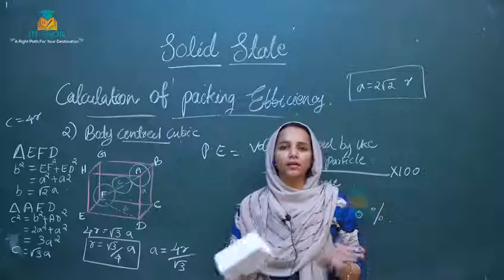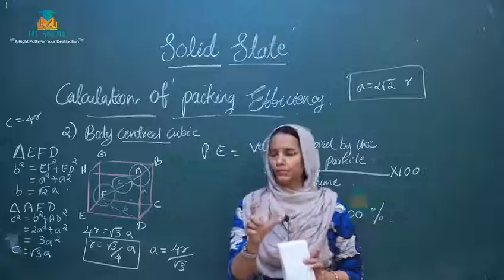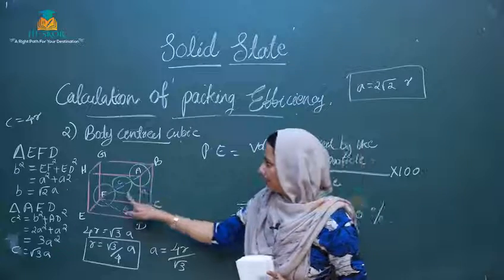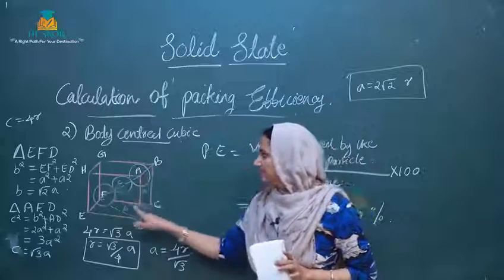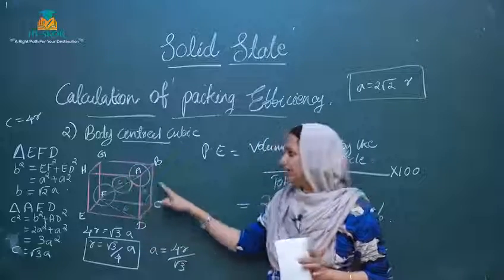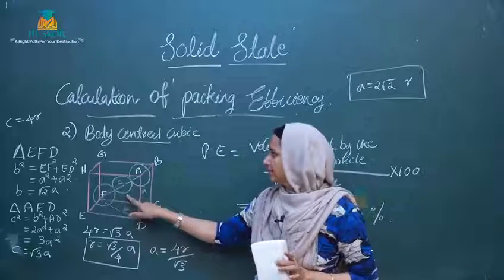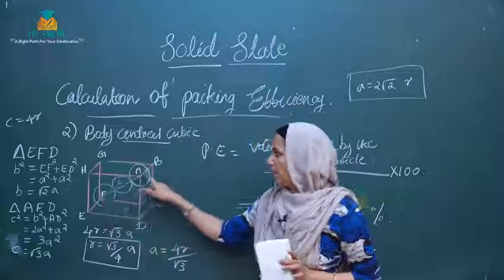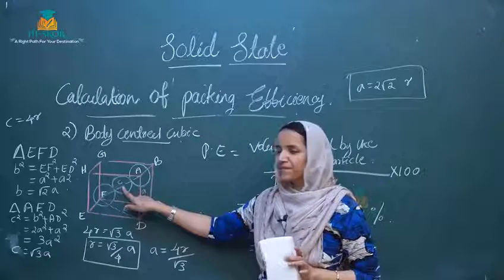Particles are present at all the corners and one particle at the center of the cube. So just now you look at this, particles present at all 8 corners and at the center. So this is the body diagonal of this cube passing through the center.